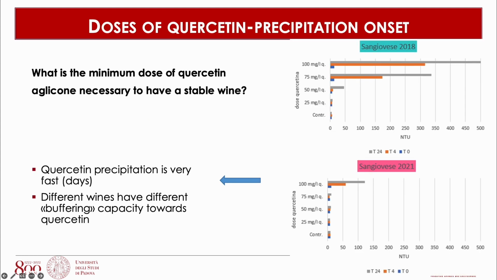So we tried to add external quercetin in increasing steps to different Sangiovese wines. So we saw different behavior. In this one, the wine is able to keep up to 75 milligrams of quercetin aglycone without any precipitation. And the precipitation starts only when we arrive at 100 milligrams per liter.